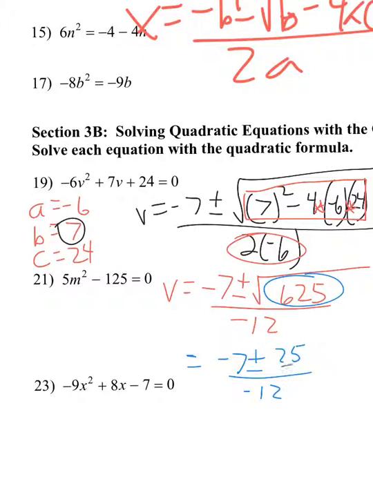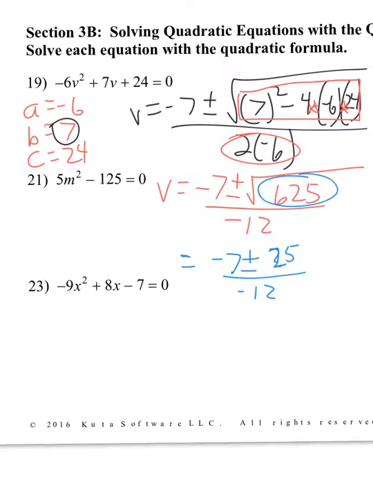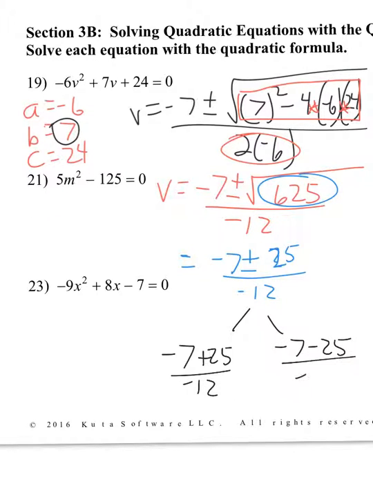Now, when there's no radical on this part, we can go ahead and get our two answers from this. I'm going to slide this up a little bit. We can basically do -7 plus 25 divided by -12, and we do -7 minus 25 and divide by -12. So if I do that on the top here, I get 18. 18 over -12 reduces to -3/2. So I get v equals -3/2 for one of them.